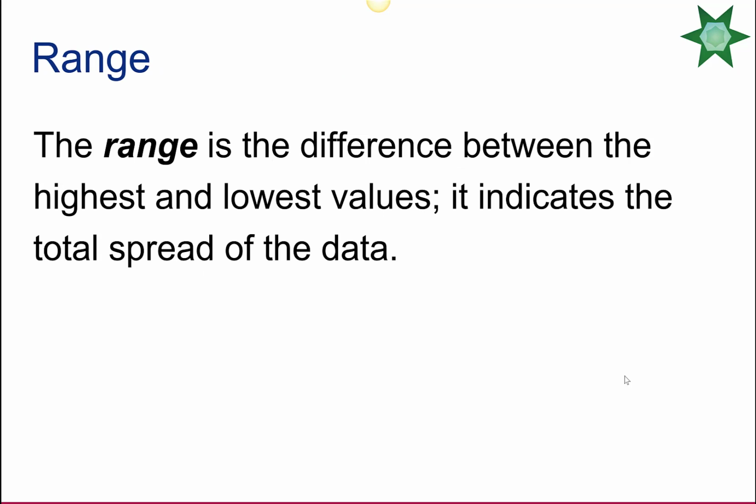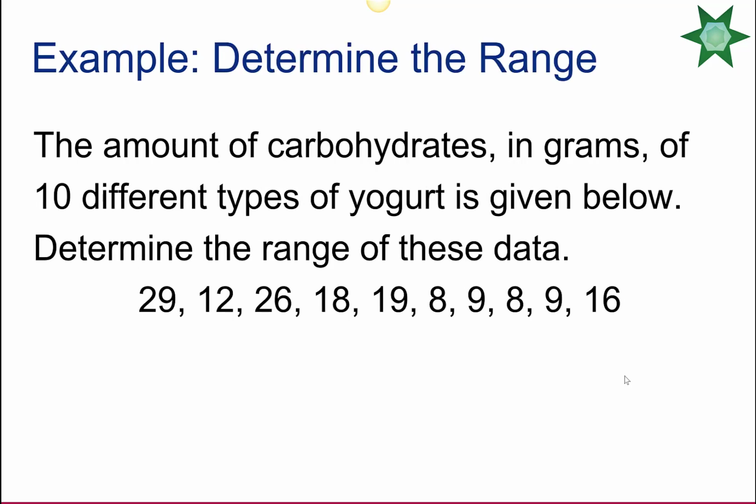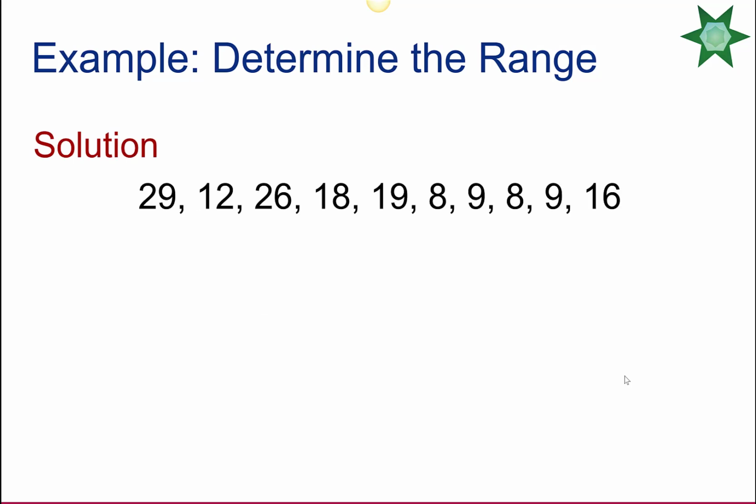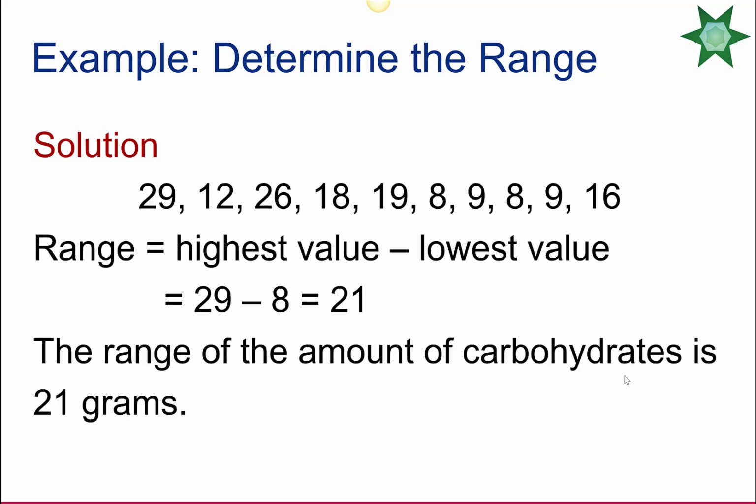The range is the difference between the highest and the lowest value. It indicates the total spread of the data. Determine the range of this data set. The amount of carbohydrates in grams of 10 different types of yogurts is given below. Determine the range. So the highest minus the lowest, 29 minus 8, is 21.